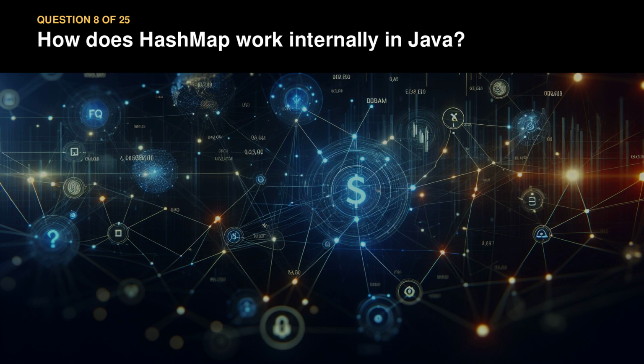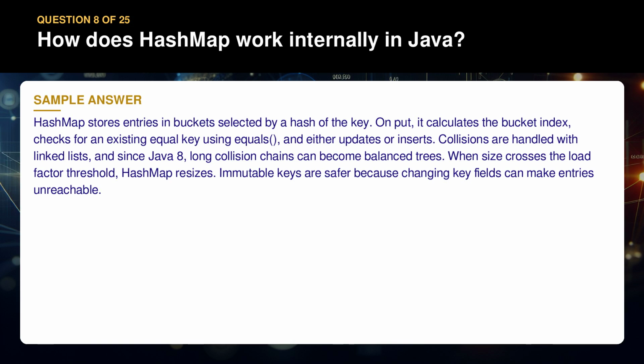Question 8. How does HashMap work internally in Java? HashMap stores entries in buckets selected by a hash of the key. On put, it calculates the bucket index, checks for an existing equal key using equals, and either updates or inserts.